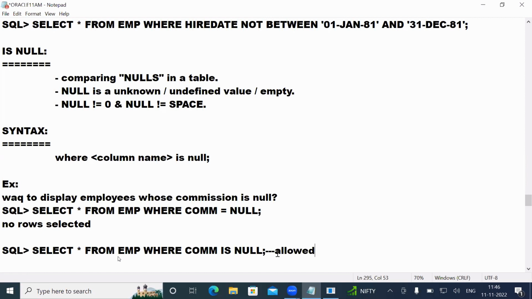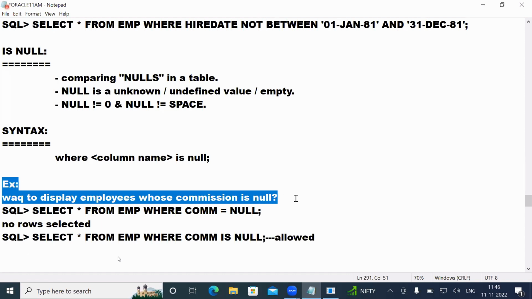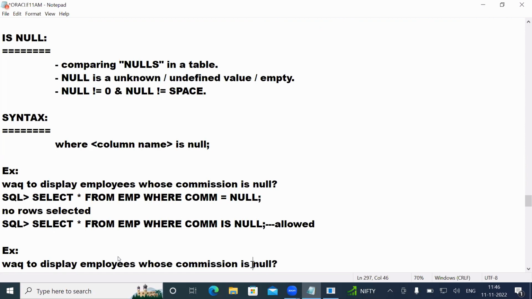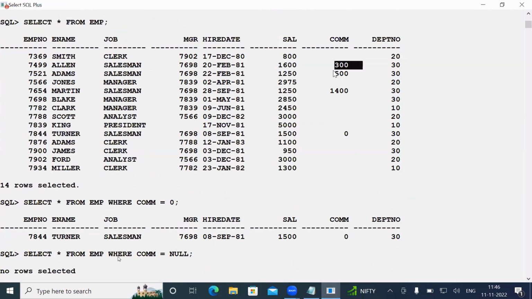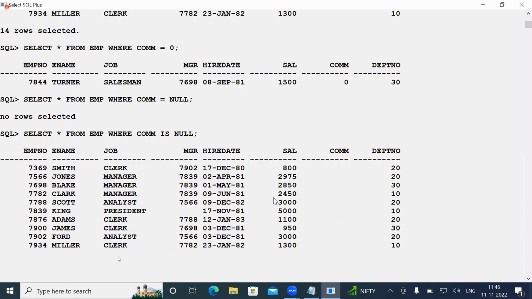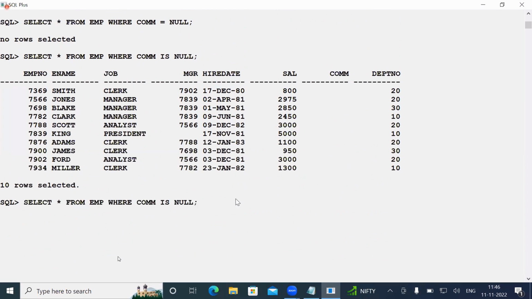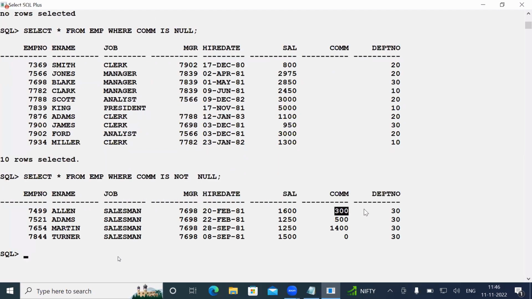Now the negative operation, the same thing. Suppose I ask for employees whose commission is not null. Now we can see in my table only 4 people are there, including 0. So 0 does not come under null, it's a separate value. Then I write IS NOT NULL, and you can see what happened. Not null commissions are 300, 500, 14, and even 0 came, because 0 is not equal to null and null is not equal to 0. 0 is a separate value. Got it? So that's why it came to us.